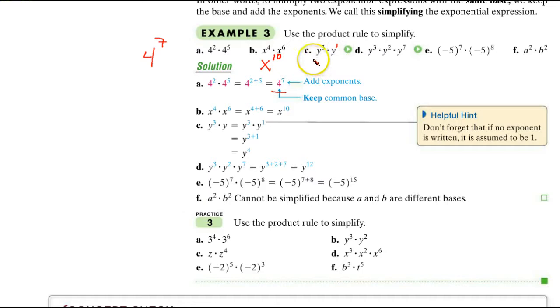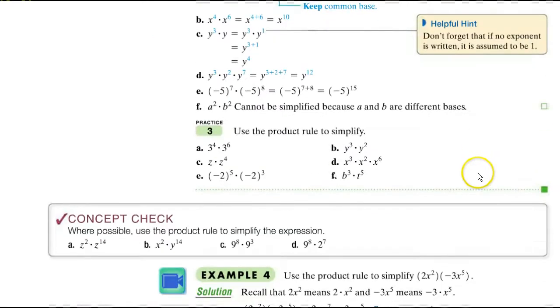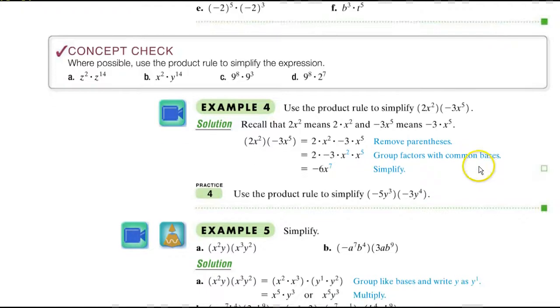Remember, there's a 1 over there. Y to the 4th. So 5 plus 7, y to the 12th. This is going to be a -5 to the 15th. And here, notice they are different bases. So that's as far as you can go. And they have it worked out here for you. Again, some of this stuff is pretty easy, and you're just recalling it from probably your high school algebra.